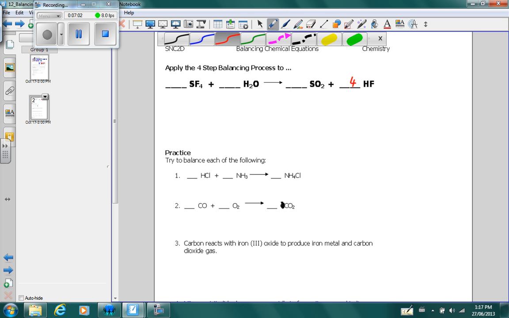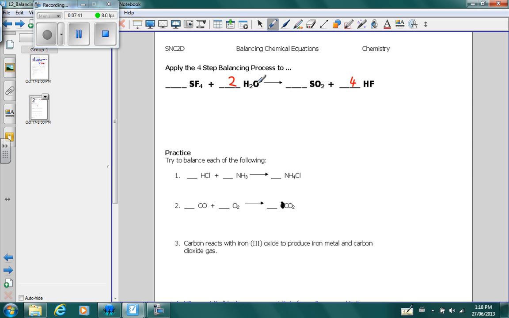So now that I've done my fluorines, I'm going to go and look at my hydrogens. That's the next thing. If we have a look, sulfur I've not changed, fluorines I have changed, they're fine. My hydrogens. So if I look here, I've got 2 hydrogens on this side, but I've got 4 times 1 there, so I've got 4 hydrogens on this side. So to make it 4 hydrogens on there, I need the coefficient of 2 to multiply out my subscript to make 4 hydrogens total. So inadvertently, I've also multiplied my oxygens, but let's have a quick look now.